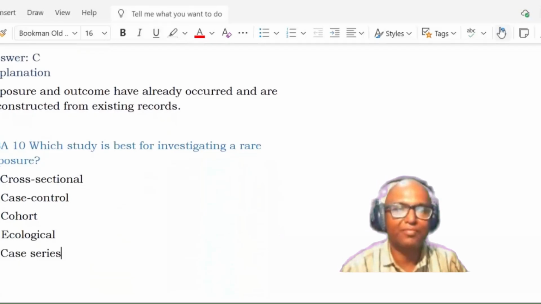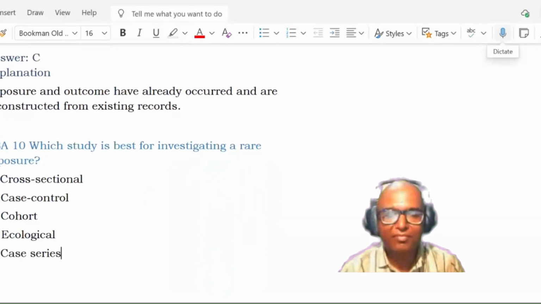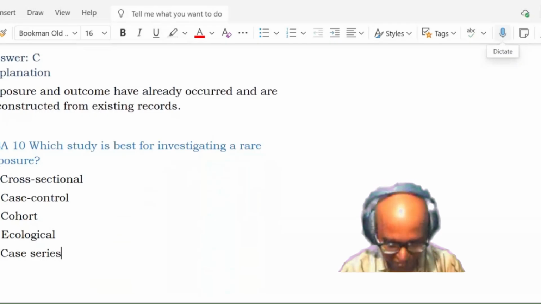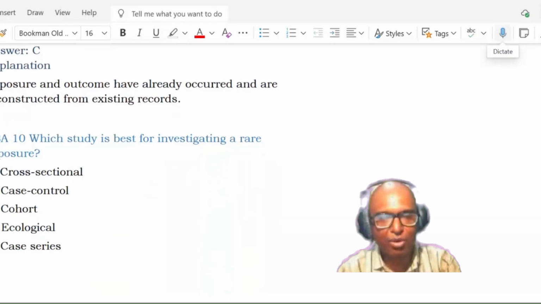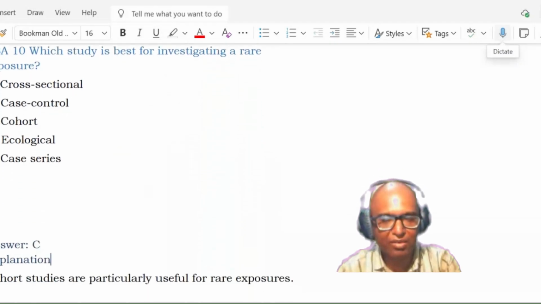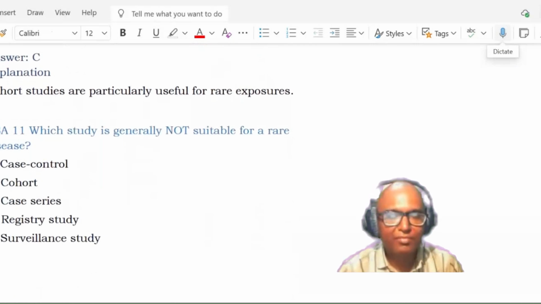Next. Which study is best for investigating a rare exposure? A. Cross-sectional, B. Case control, C. Cohort, D. Ecological, and E. Case series. So the answer is C, cohort. Yes, remember, cohort. This is a very typical question. Cohort studies are particularly useful for rare exposure.